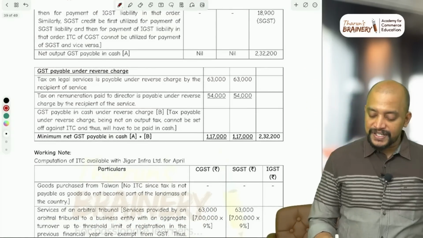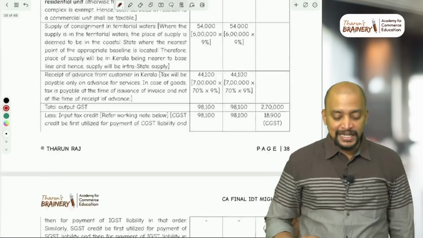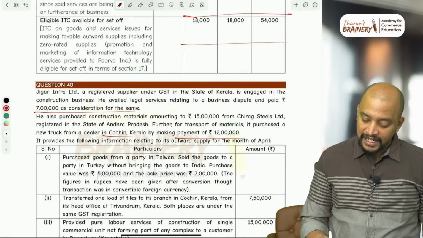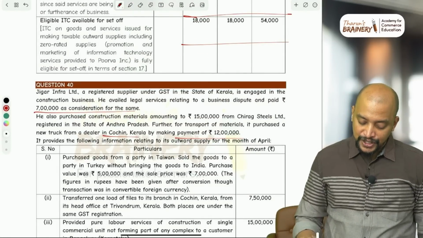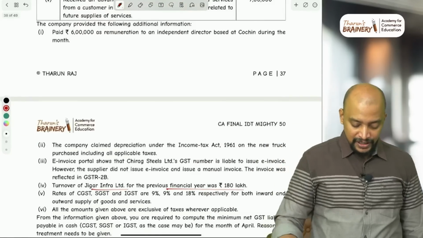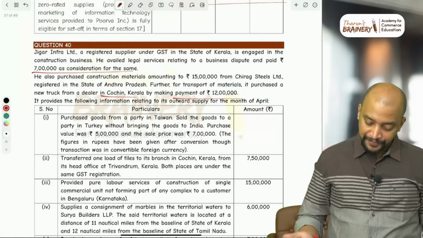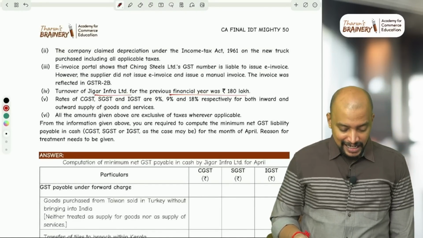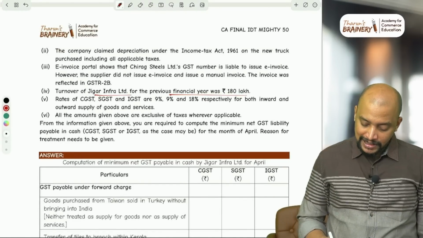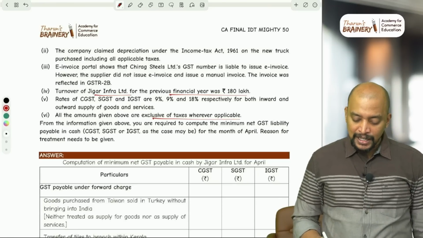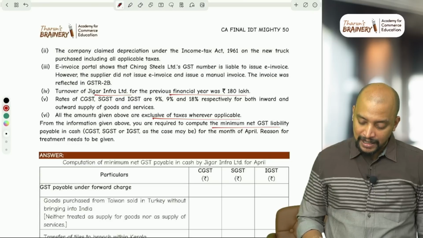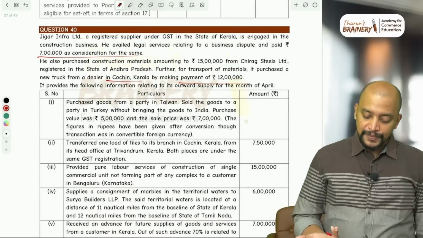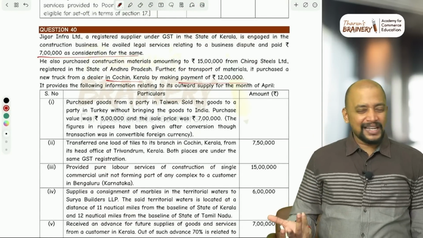So tax on legal service is payable under reverse charge by the recipient of service. From where they are receiving the legal service, he has a legal service related to a business dispute, but we don't have any information about where the legal service is received. But we have one line here that we need to consider: all the above amounts are exclusive of taxes wherever applicable. You are required to compute the minimum net GST payable, and the reason for treatment needs to be given. Okay, so within the state only he will be taking legal service.